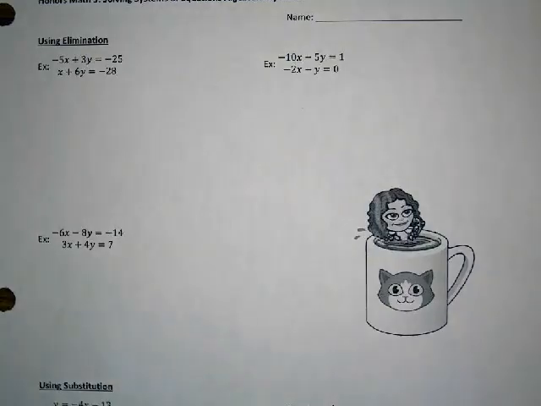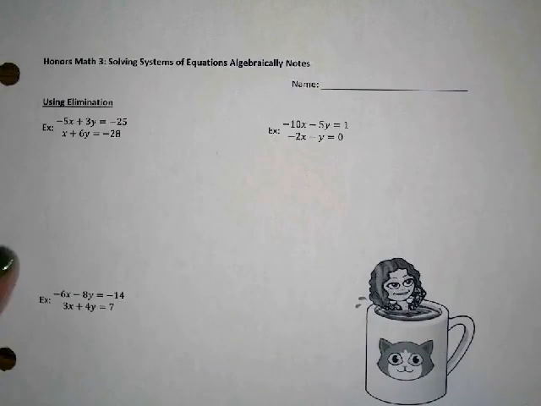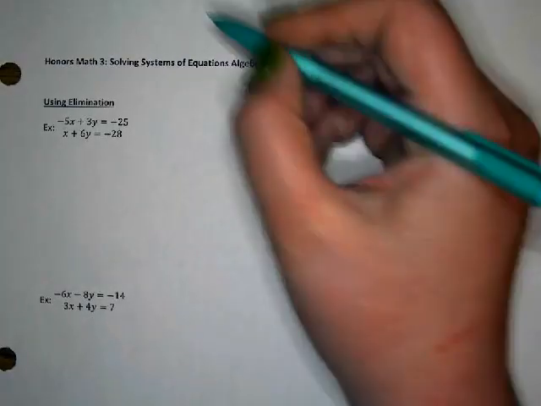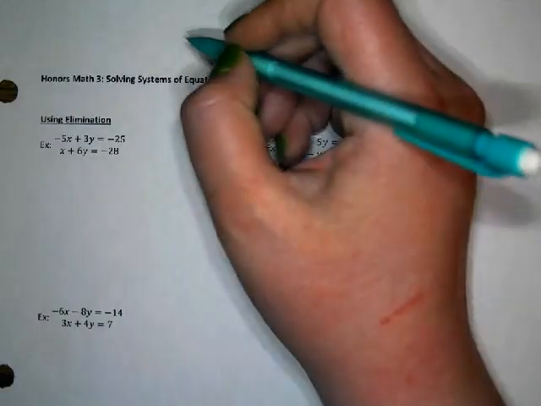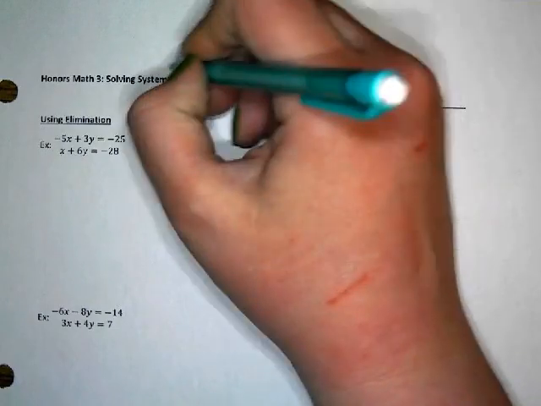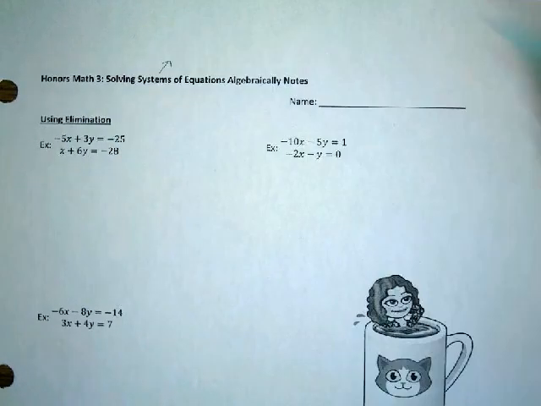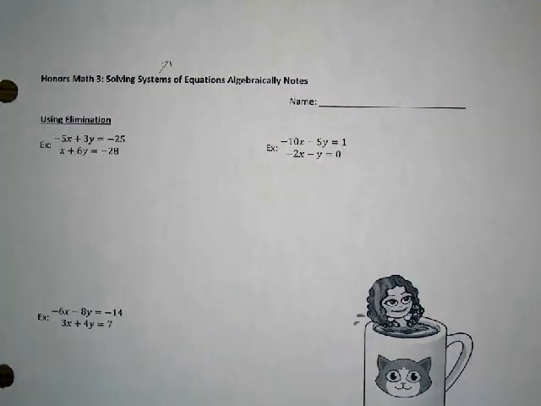Does anyone remember what a system is? You have a system of equations. Yeah, you have elimination and substitution. Those are the methods. But do you remember what a system actually is? It has to do with points. Yeah, it's where two or more lines cross.